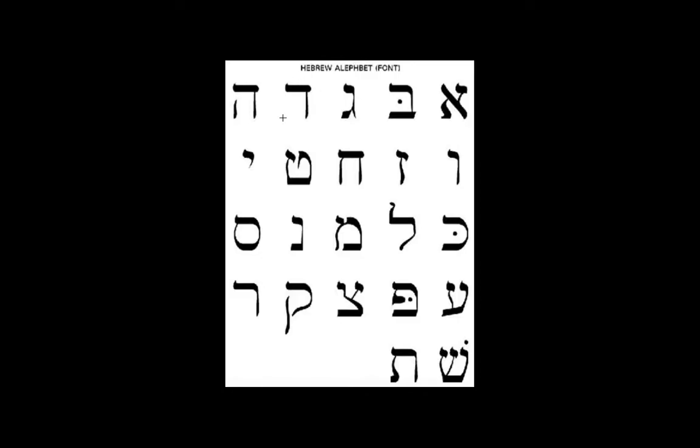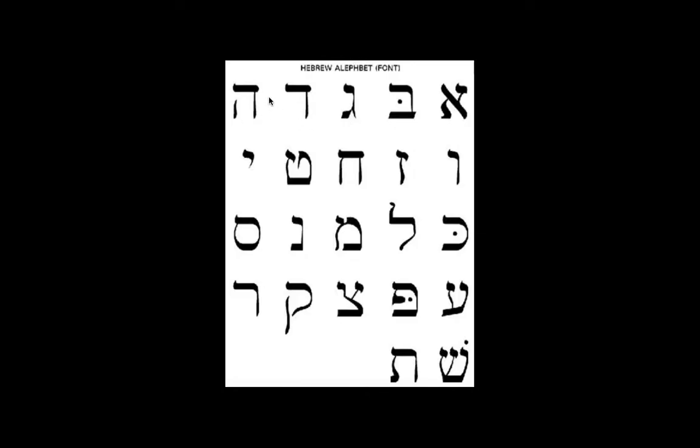This next letter is a Dalet. And Dalet is a Hebrew word which means door. It's always pronounced as the letter D, equivalent to our English letter D, as in dog. Okay, Dalet. So we have Aleph, Bet, Gimel, Dalet.